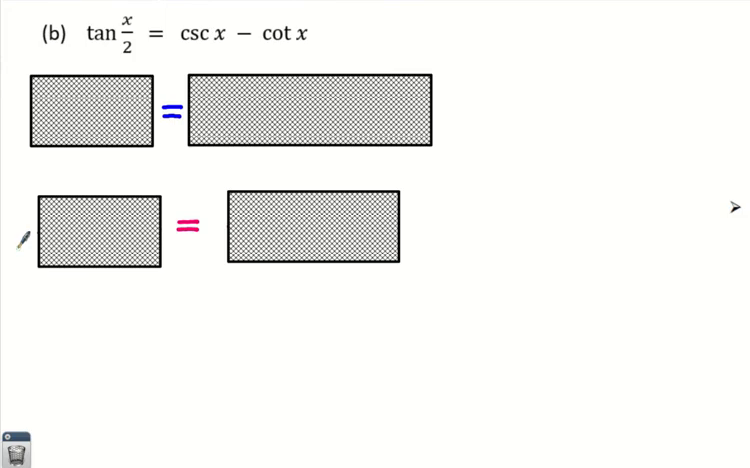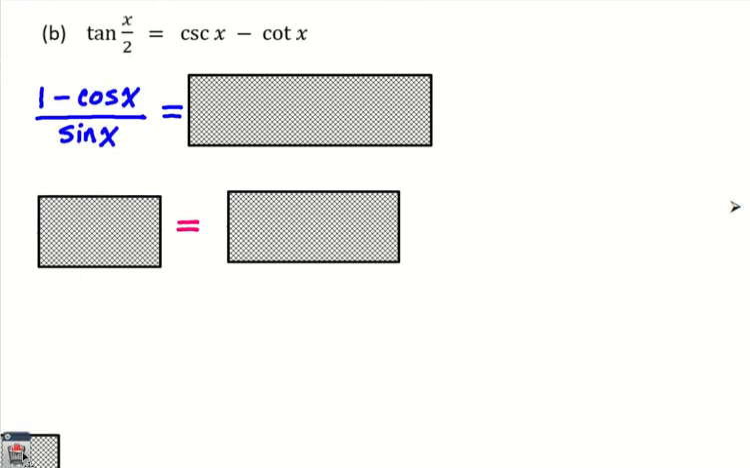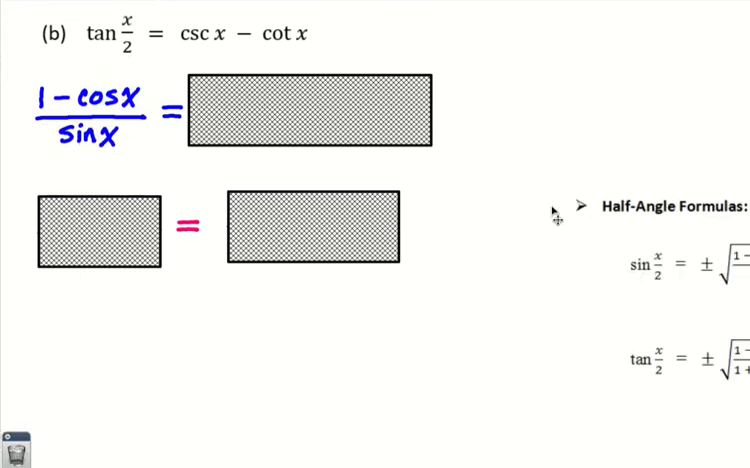Final example. Well, I mean, come on, people. This should stick out like a sore thumb, as you need to replace that with what it is in the formulas. This is a half angle formula. And so let's see, it's probably over here.